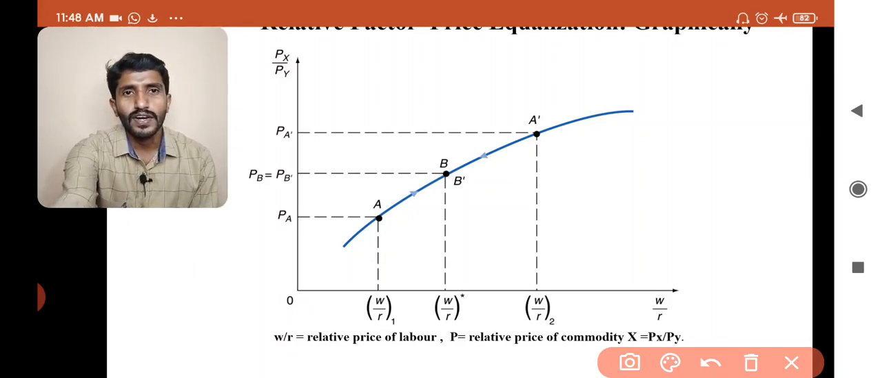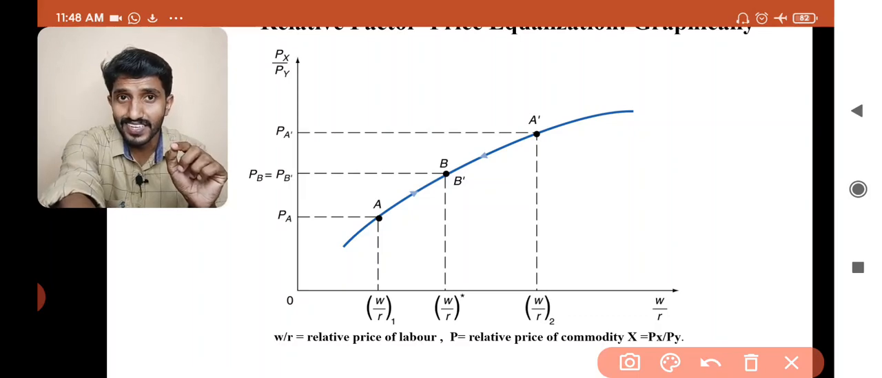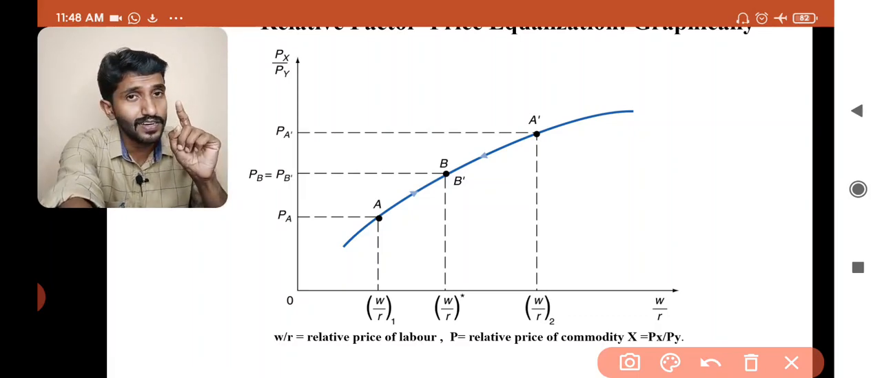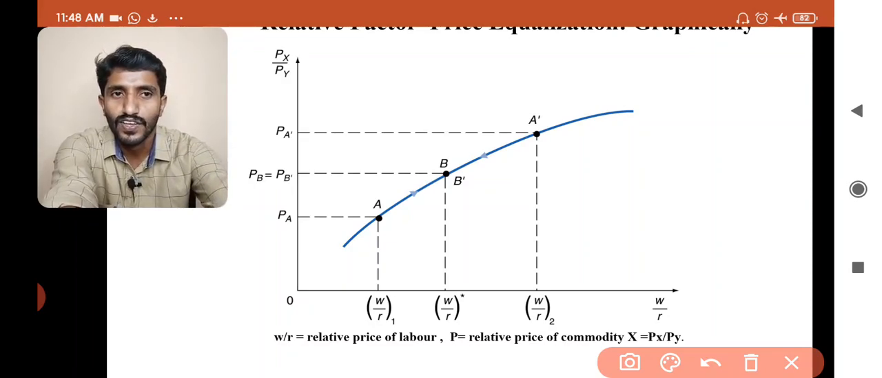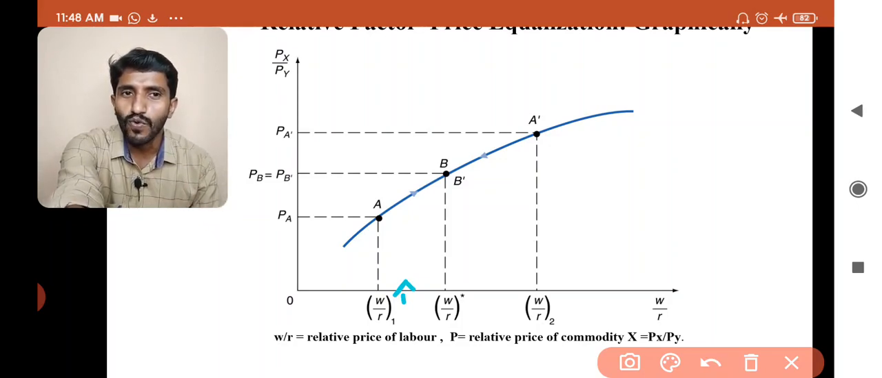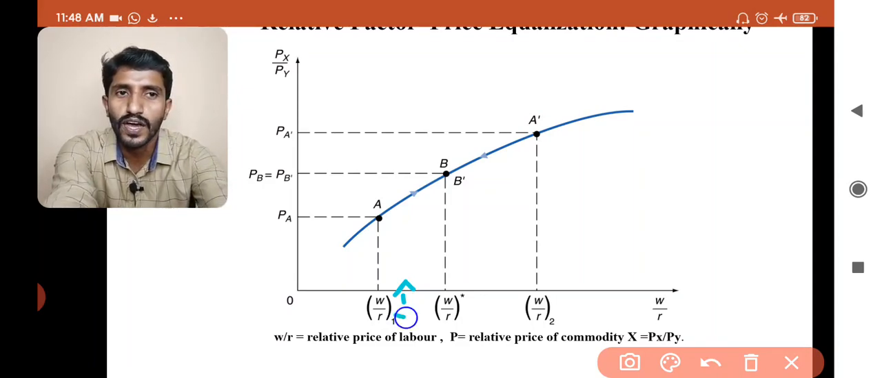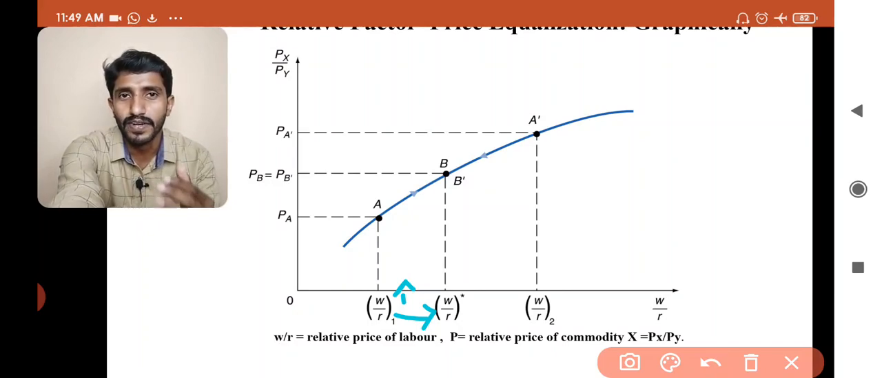So after the trade, what will happen? It is a labor abundant nation. They are specializing in commodity X, so they will produce more X. Demand for labor will increase, so the wages will go up. If the wages go up, what will happen to the W by R of 1? It will also go up. So they will move to W by R star. Their relative factor price will increase to W by R star.